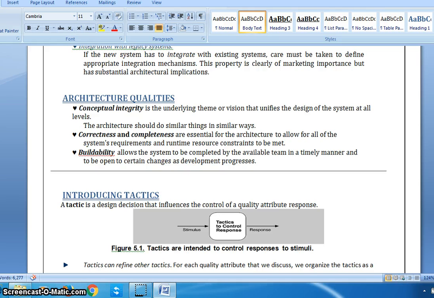And the third important quality is buildability. It allows the system to be completed by the available team in a timely manner and to be open to certain changes as development progresses.